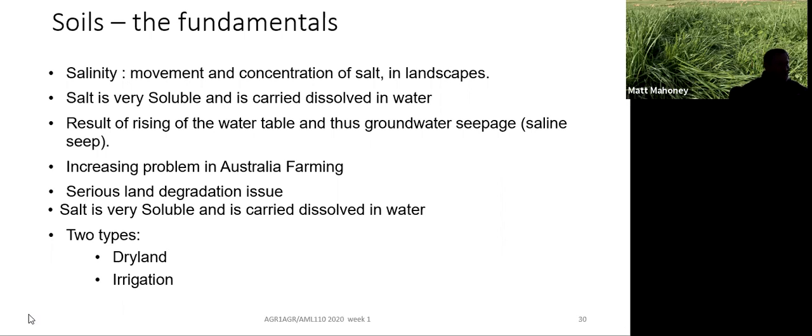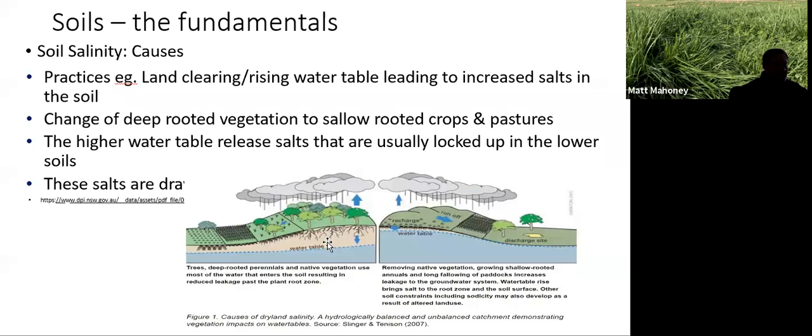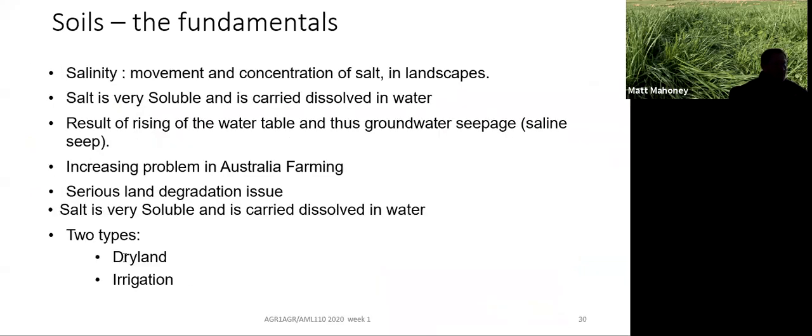Two main types: dry land and irrigation. The one we've spoken about is dry land, and how managing the different, so deeper rooted crops, changing them over to shallower rooted crops, changing that management of water use in the profile, can be the result of dry land salinity. But the other one is irrigation. There's something we can do there.